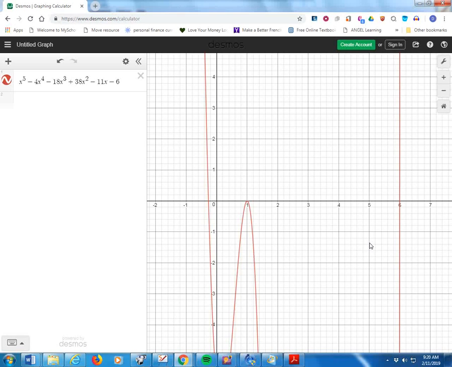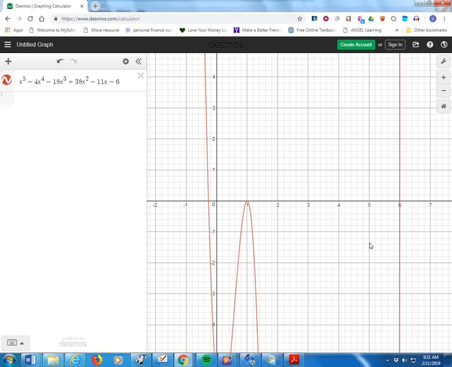The multiplicity tells you what the behavior is at that zero. If it's a multiplicity of 1, it goes straight through. If it's a multiplicity of 2, it hits the 0 and bounces back. Multiplicity of 3, it goes to the 0, tries to bounce back, and then ends up going back through. So it's going to have a little flattened surface there at that 0.